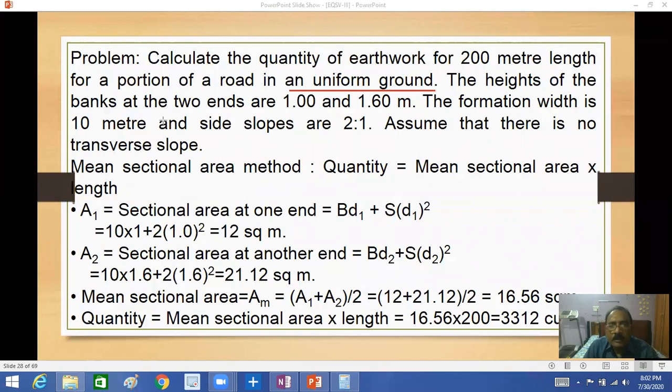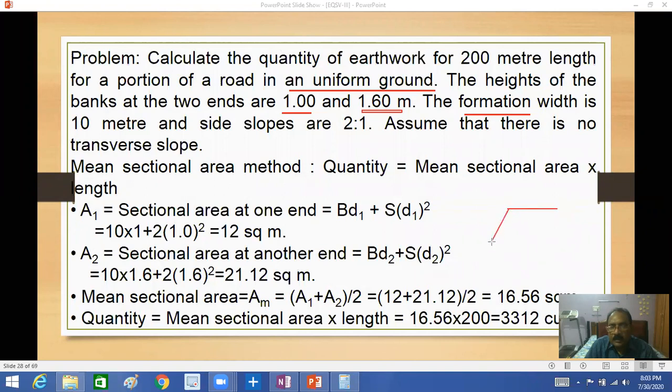The heights of the banks at the two ends, that is D1 and D2, are given here: D1 is 1 meter and D2 is 1.6 meters. This is the depth at the first section and the depth at the last section. The information of width is 10 meters. The formation width, the top width. Say this is the formation width.